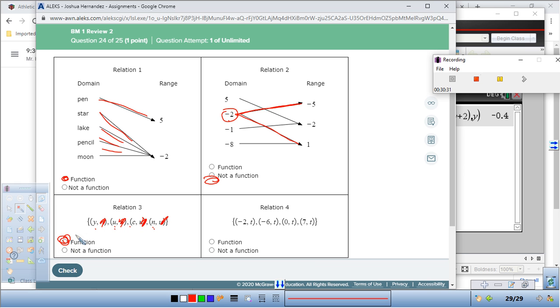Nothing repeats. Function. I don't care about this, I just care about my first one. They do not repeat. Function. That is a function.